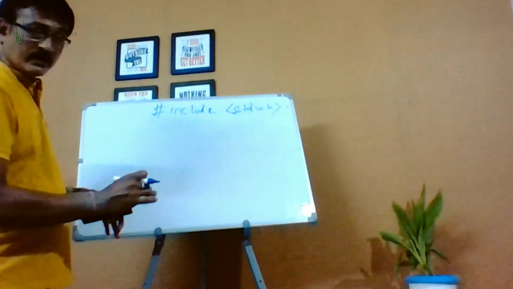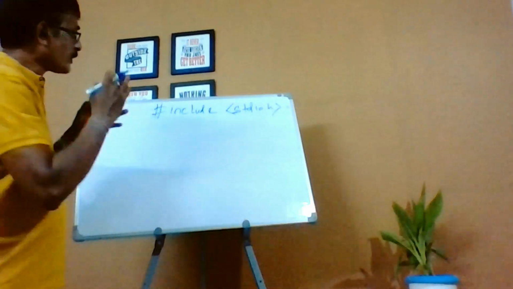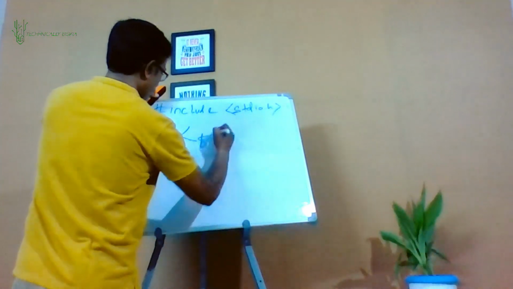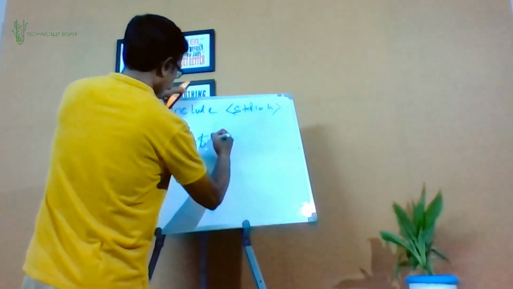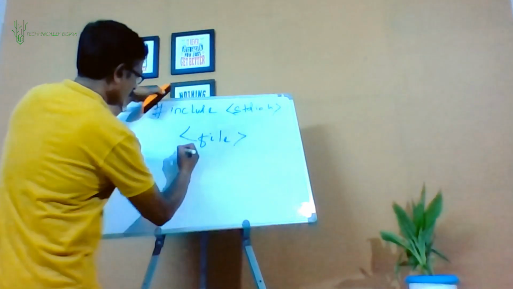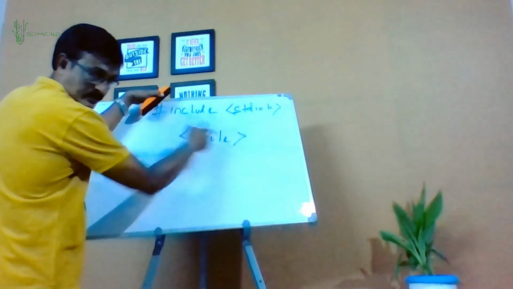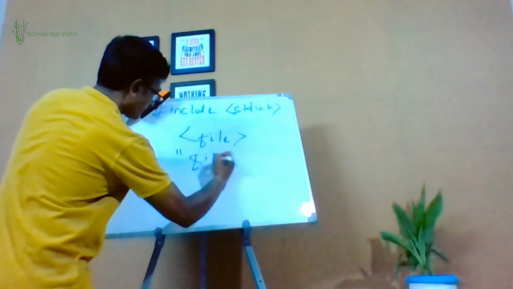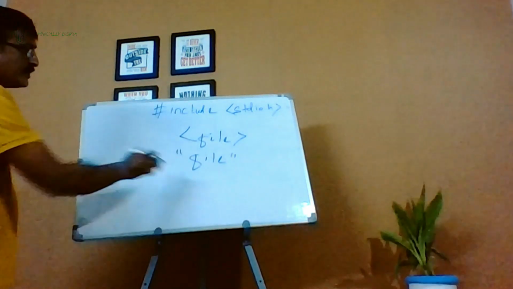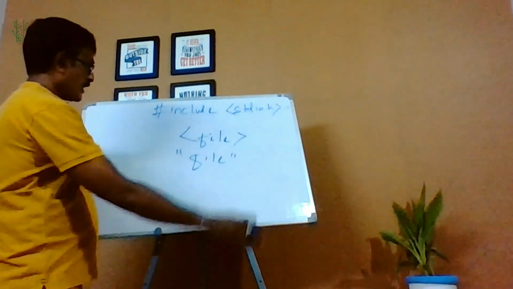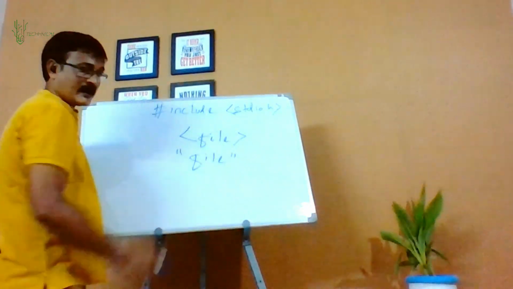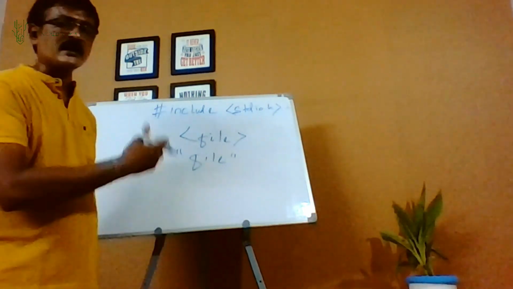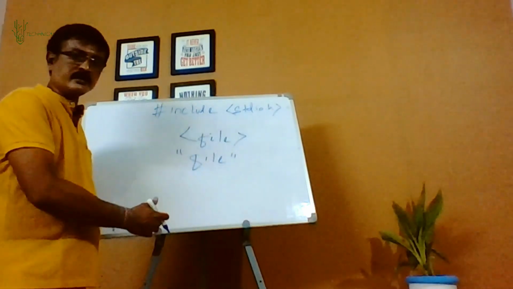Got it? And remember, a file inclusion we are talking about. A file can be included in 2 different ways. I can include a file within angular brackets, or I can include a file within double quotes also. So what exactly is the basic difference between the two? Let's discuss that. If you are including a file within angular brackets, that simply means it's a file which is in the library, standard C library or C++ library.